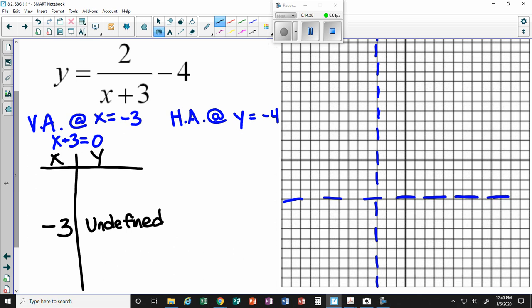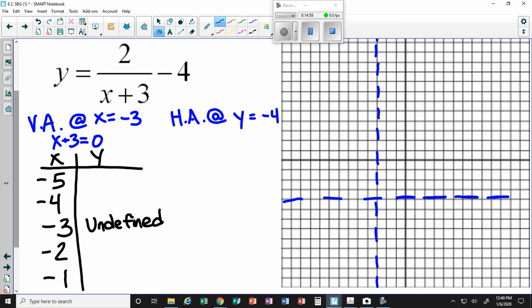So now I need a couple points to the left and a couple points to the right of that. So what's to the left of that? -4, -5. What's to the right of that? 2 and -1. So now we got to plug those in. We're going to talk about how to do it on a calculator in a sec.